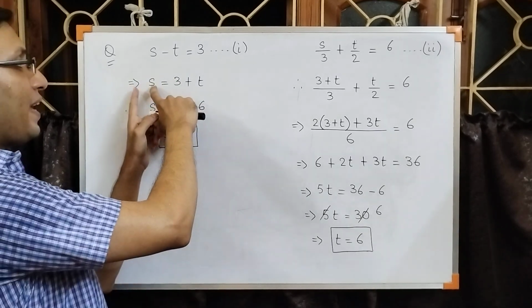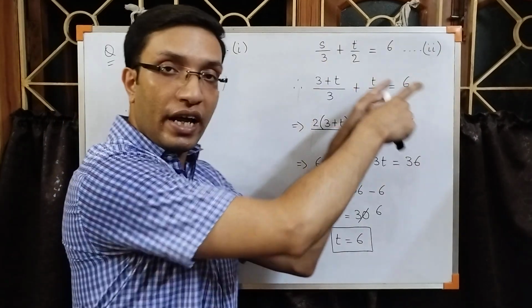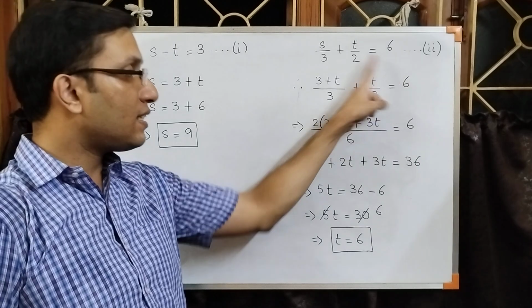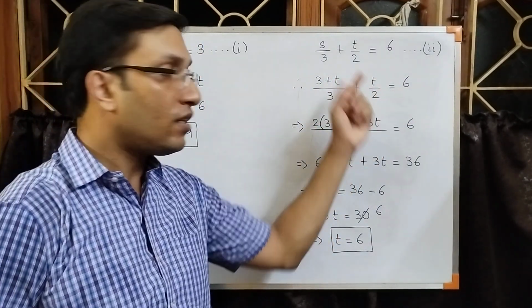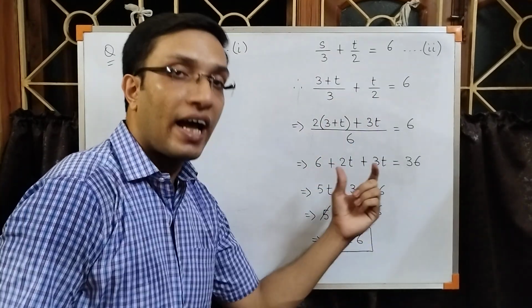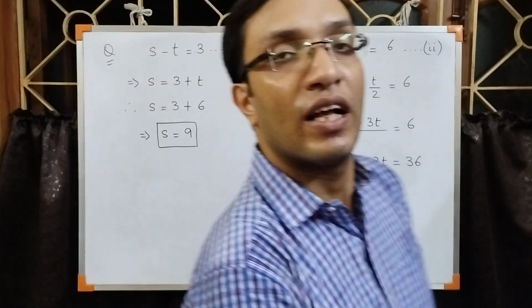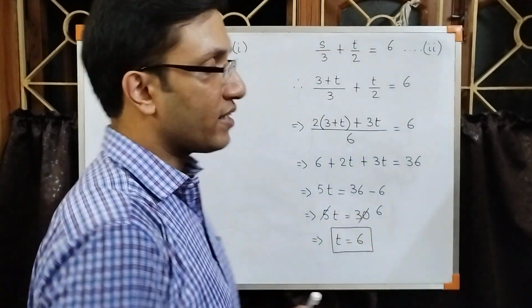So we have replaced the value of s as 3 plus t from equation number 1 in equation number 2. We have solved this. Now by replacing, this entirely changes into a linear equation in one variable, only t is present. We solve it. We find out the value of t, and this t we replace over here and find out the value of s. So I hope you people have understood this sum. Let us take one more example.